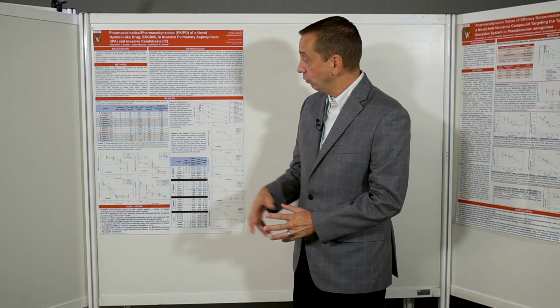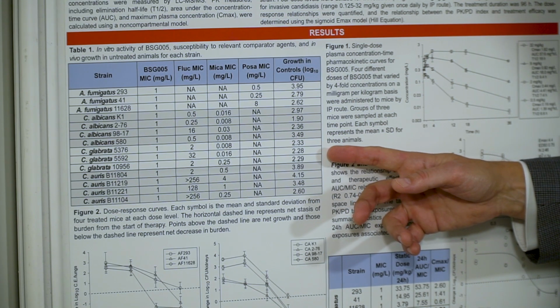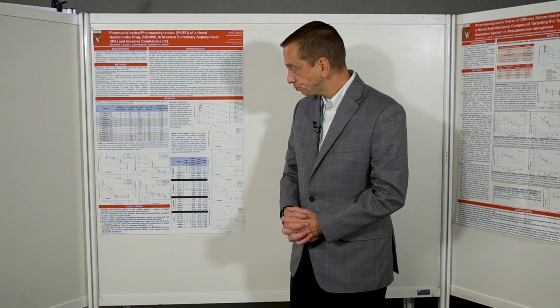And this is common with the polyene class. The same thing is noted for things like amphotericin B. The growth in controls is also shown here, which I want to direct you to show that these were very fit organisms. They grew extremely well in the animals. Almost all of them between 2 and 3 logs.